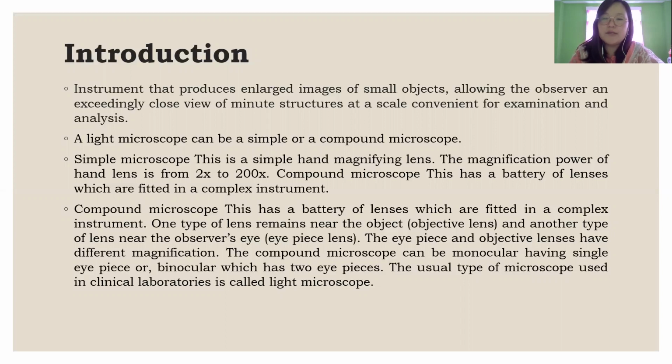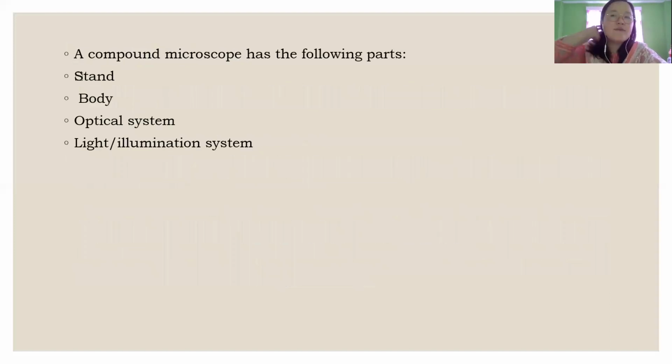Monocular is nothing but having a single eyepiece. If a microscope has a single eyepiece, it is called monocular, and one which has two eyepieces is called binocular. Since in our lab we have both monocular and binocular, we're going to discuss them briefly. The parts of a compound microscope are: number one, stand; number two, body; number three, optical system; and last, light system. We're going to discuss them one by one.